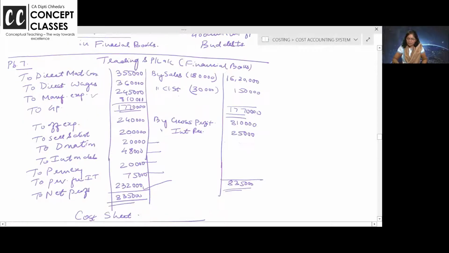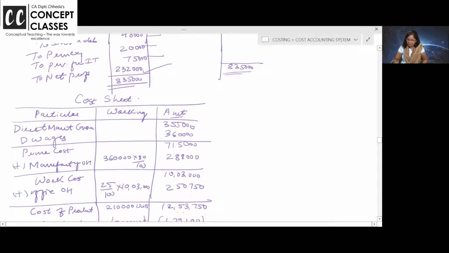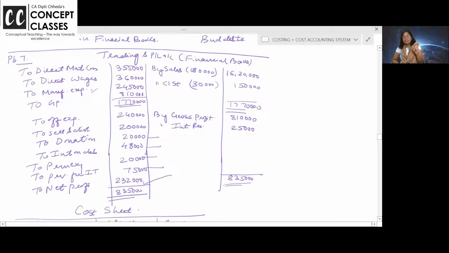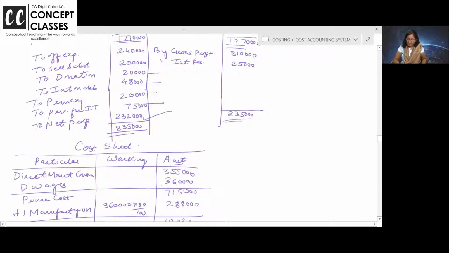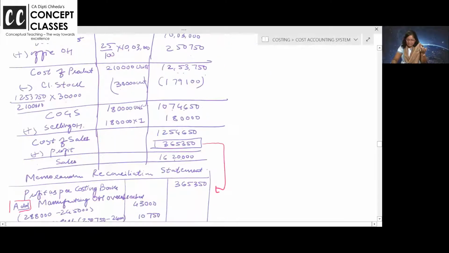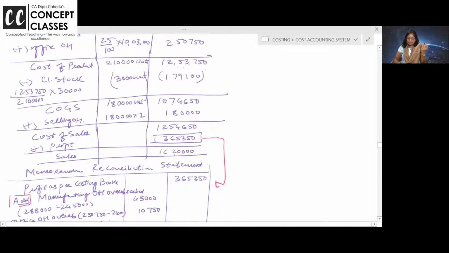Now come to the debit side. Material is 355, 360, the same here, 355, 360. Manufacturing overhead in financial books you have charged directly, straight 245. In the cost sheet you have charged per unit, 288. So manufacturing overhead is overcharged in our books. So reduce it. If you reduce manufacturing expense, the profit will increase. So add manufacturing overhead over absorbed.